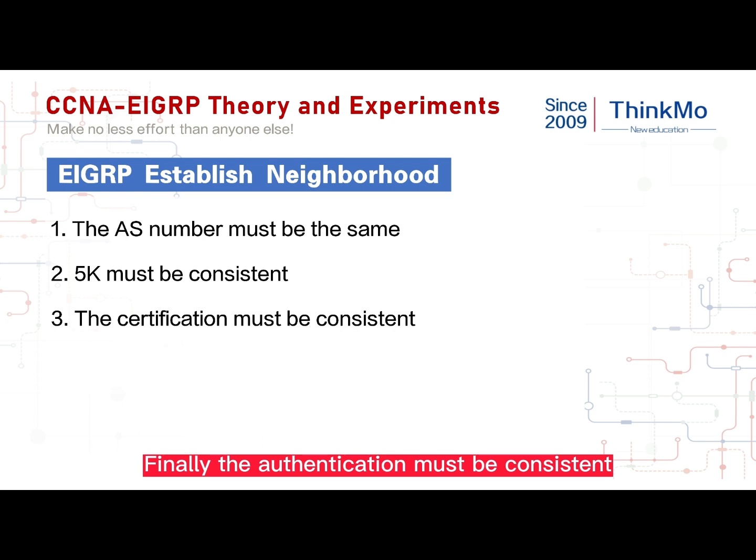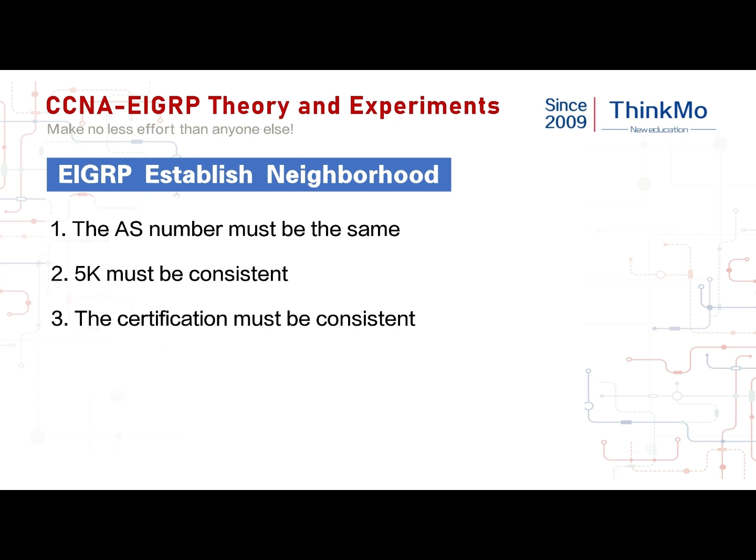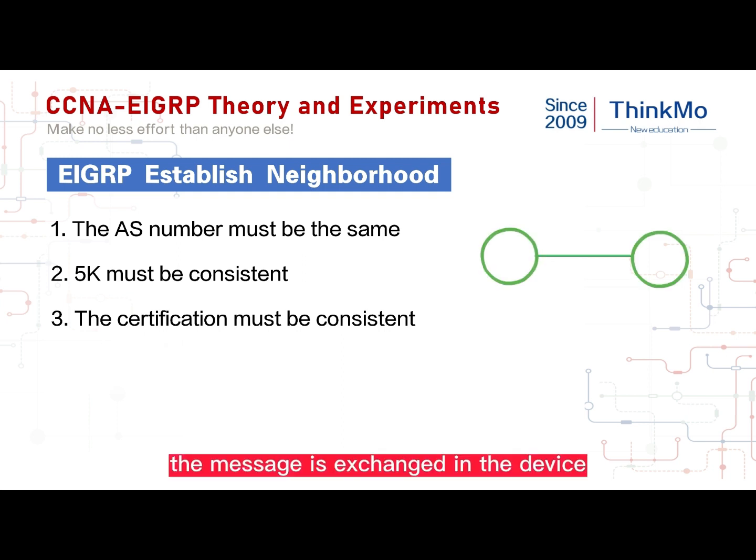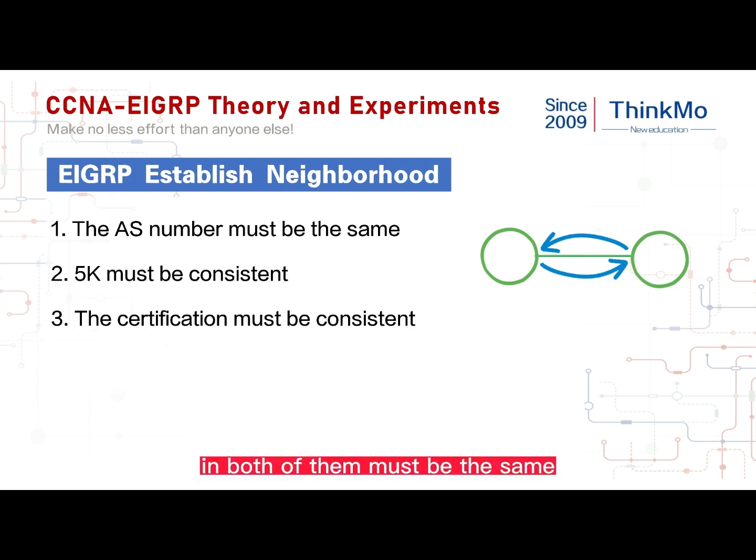Finally, the authentication must be consistent. Authentication means the messages exchanged between the devices provide authentication. It is equivalent to choosing an authentication method now. It is a means of encryption. The devices at both ends are set up with the same authentication method, and both parties have a password. When exchanging messages between them, it can carry the authentication method and password for transmission. The authentication parameters in both of them must be the same to build a relationship.